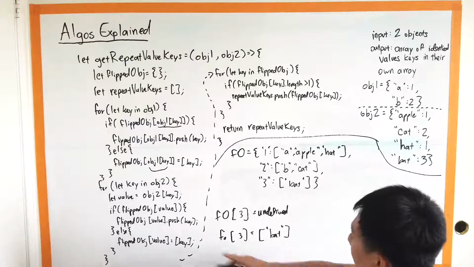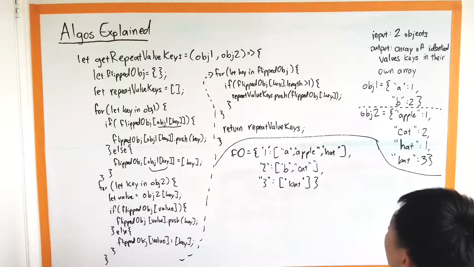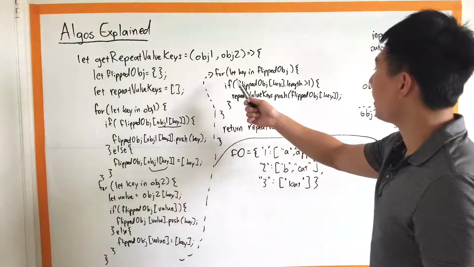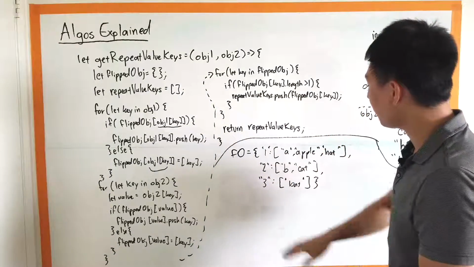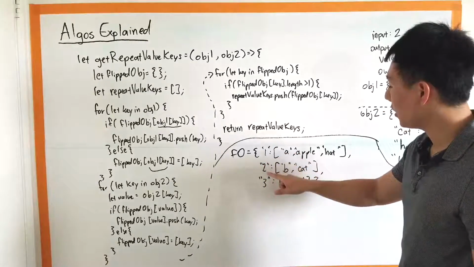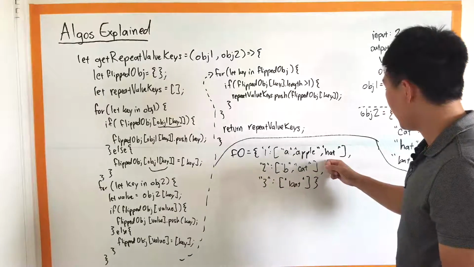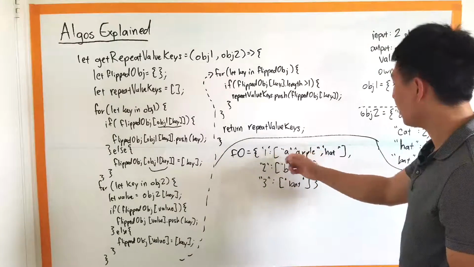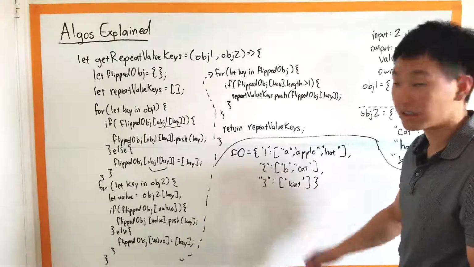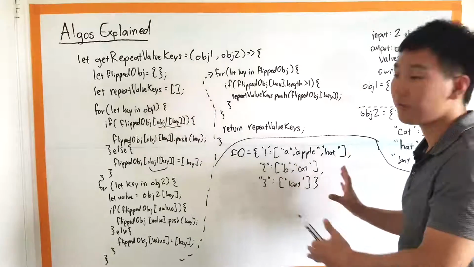And so now we're on to the next bit of code, which is right over here. Okay, now we're going to go through this flipped object. Let's take a look at it. It has 3 keys, 1, 2, and 3, and they all have values. Arrays: A, apple, hat; B, cat; and bat. So let's just stop here and look at what we want from this.